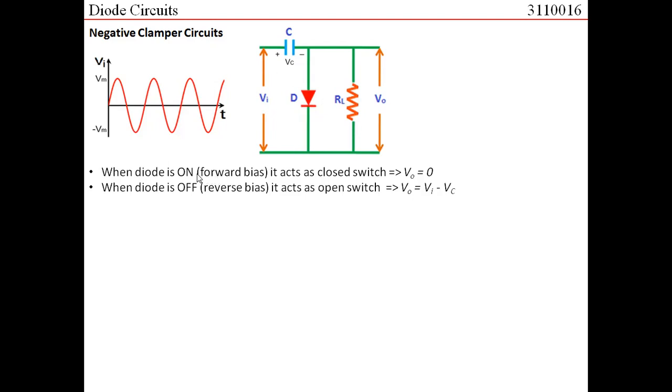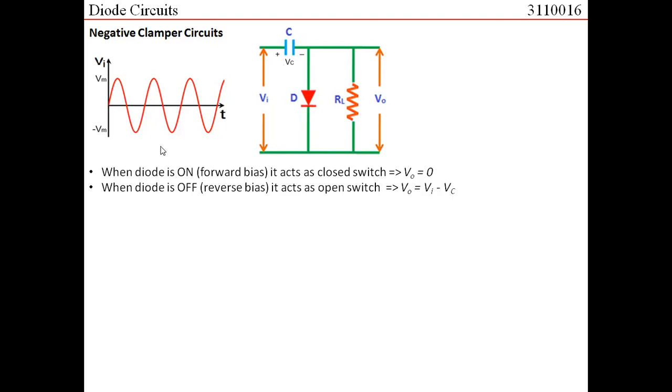Right? So when the diode is in on condition, it acts as a closed switch. So this is a short circuit, so output voltage would be zero. When the diode is off, it is reverse biased. It acts as an open switch. So consider that this part is not in the loop now. Now your loop is this, and we are trying to find the voltage across this. So what would be the voltage across this? It would be input voltage V in minus voltage across capacitor VC. So V in minus VC.